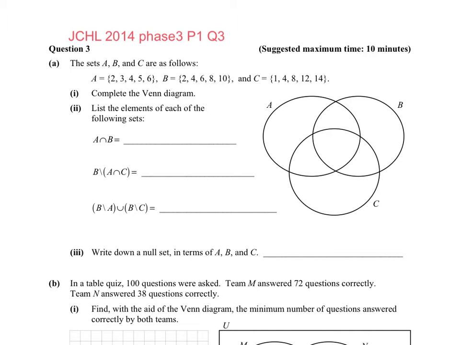Junior Cycle Higher Level 2014 Phase 3 Paper 1 Question 3. This is a sets question, and they give you a series of sets with various different digits in, and you're asked to complete the Venn diagram. So what they're asking you to do is put each of these numbers in the appropriate places inside this 3-set Venn diagram.